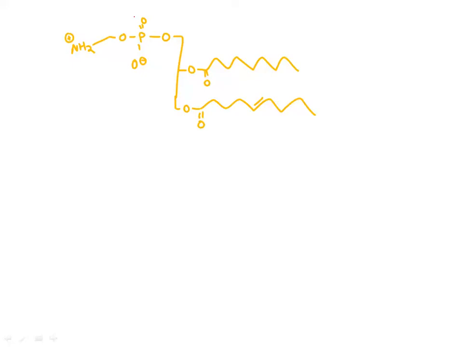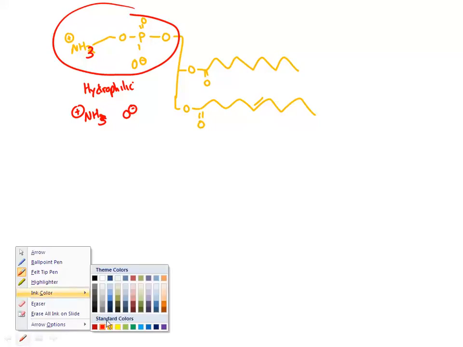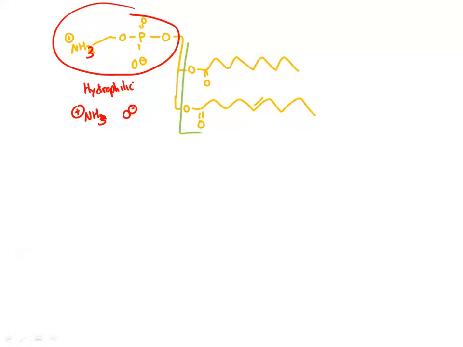For instance, this tends to emphasize the fact that this end of the molecule is actually quite hydrophilic. I mean, there's an NH3 plus group there. There's an O minus group there. There's a double bond oxygen there. There's lots of things there that are hydrophilic, whereas this end of the molecule is hydrophobic.